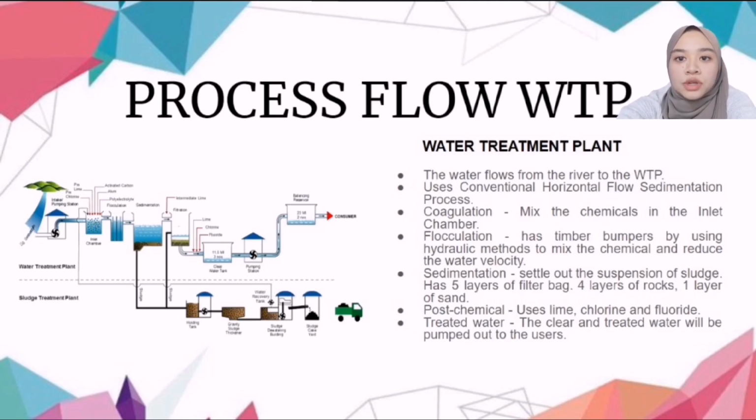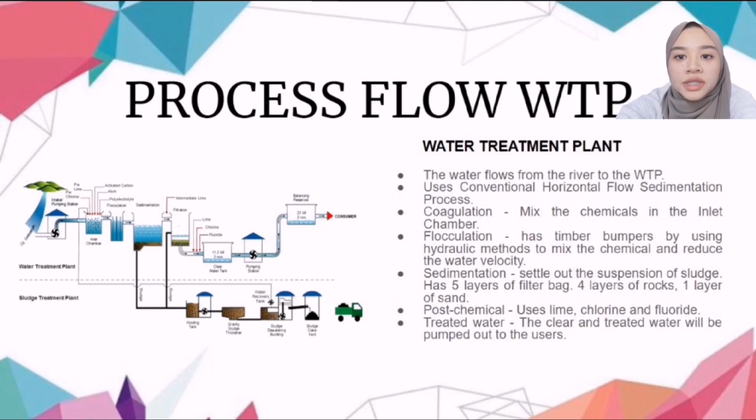The flocculation process is a method of enabling particle bonding by adding a chemical coagulant, which is alum, to the water, resulting in larger aggregates that are easier to separate. The flocculation tank has timber bumpers using hydraulic methods to mix the chemical and reduce the water velocity. In between the tanks, hydraulic jumpers are used to flow the water.